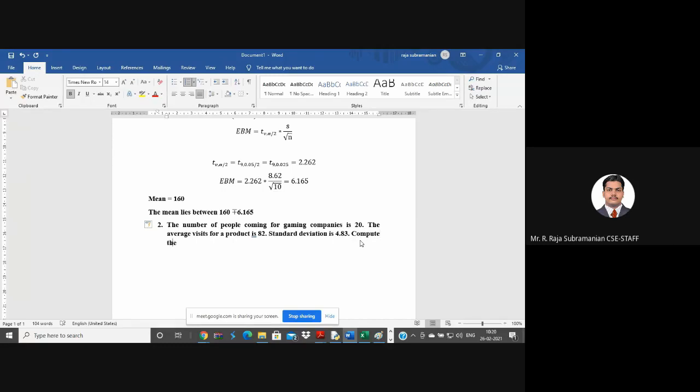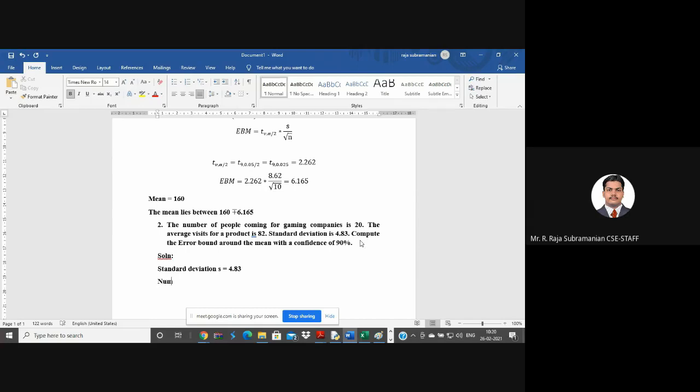Compute the error bound around the mean with a confidence of 90 percentage. Can you guide me in the steps? What will be the first steps to do? What is the standard deviation here? 4.83. Great.